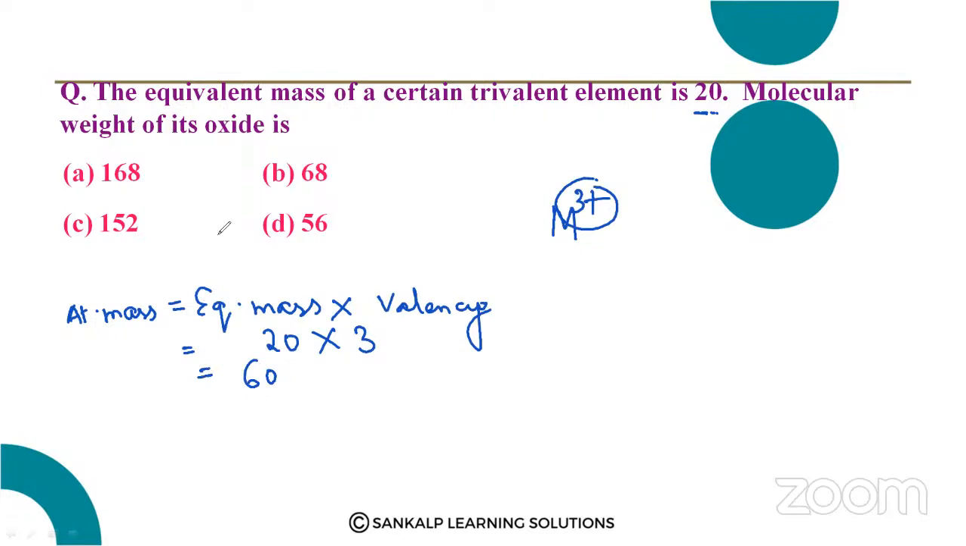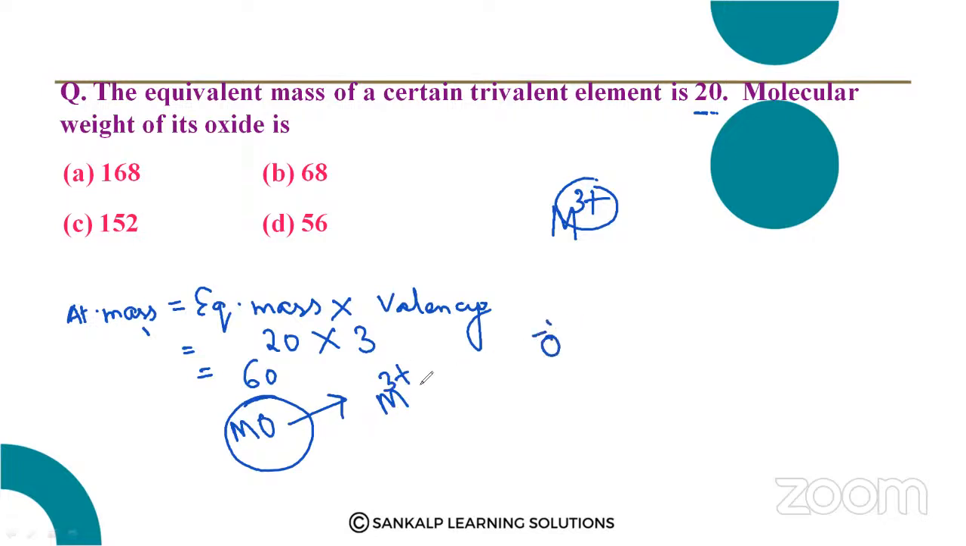Okay. Now, what is the question asked? The equivalent mass of the certain trivalent element is 20. From this, we have found out the atomic mass. Now we have to find the molecular weight of the oxide. So metal and oxide. We are going to find the molecular weight of a metal oxide. Which is the metal? It is a trivalent metal, so it is M plus 3. Now oxygen, what will be the charge of each oxygen?